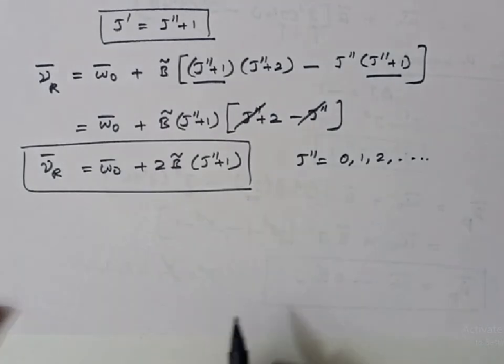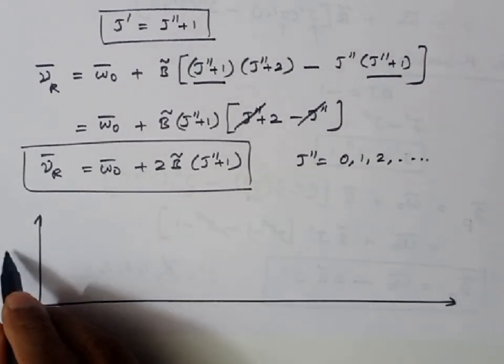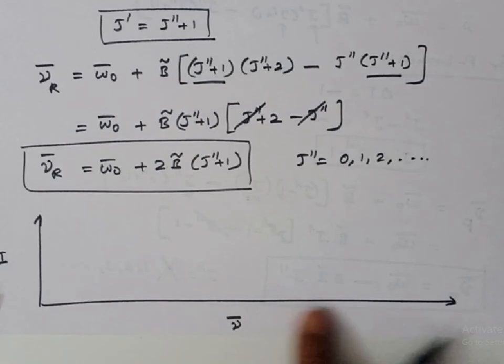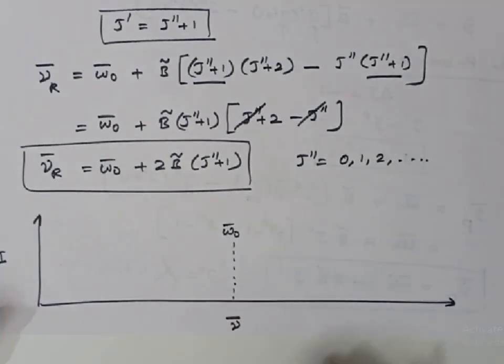Now I am going to plot how the spectrum will look for the fundamental transition 0 to 1. Here intensity, and in the x-axis I am going to plot radiation frequency from left to right. Let us assume that this is the band origin. Band origin usually does not appear, because Q branch lines are usually absent for most diatomic molecules. Only for molecules for which the ground electronic state is a non-sigma state will the Q branch line come. Now we are going to focus only on P branch and R branch.